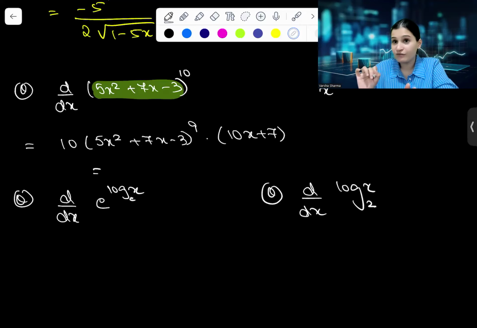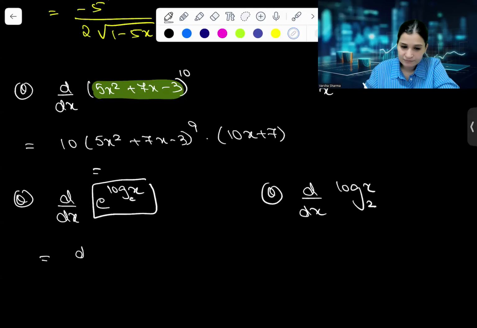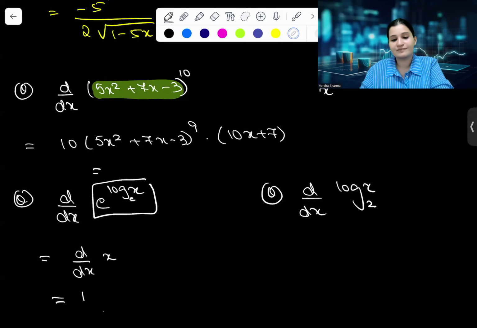So I'm not saying differentiation formula, I'm saying logarithm formula. Using the logarithm formula, this e power log x base e, we can write this as x. E log e gets cancelled. So we are left with what? Differentiation of x is 1. So that is all there is. Understood? So sometimes you also need to apply the logarithm formulas.